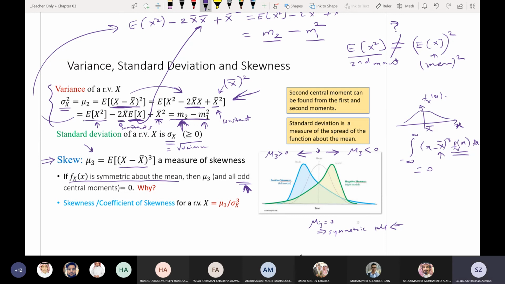Now we define the skewness coefficient, or coefficient of skewness, as mu3 divided by the standard deviation to the power 3. So this is sigma x to the power 3. Standard deviation to the power 3.